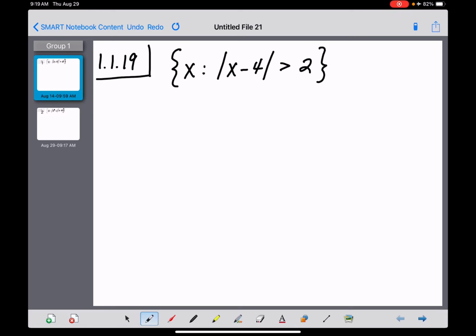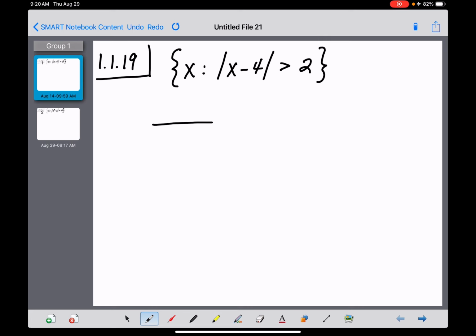Okay, a question was asked about problem number 19 in 1.1, and the directions are a little bit confusing. It says to describe the set as a union of finite or infinite intervals. What they're basically asking you to do is solve this absolute value inequality, graph it if need be, and then write the answer as one or more intervals put together. We talked in class, in our notes in 1.1, about how to handle a problem like this.